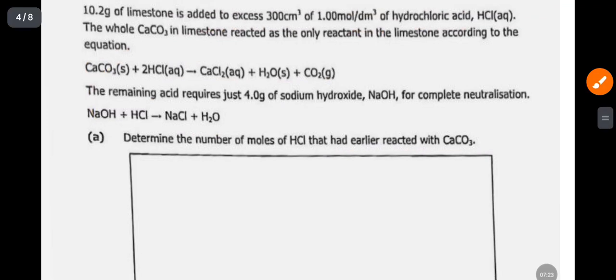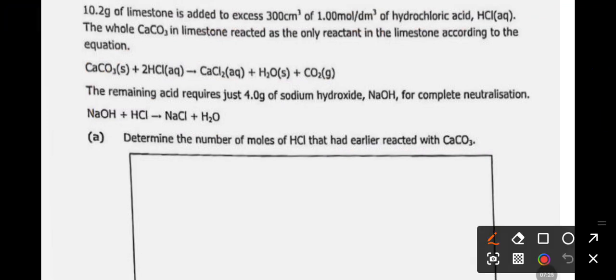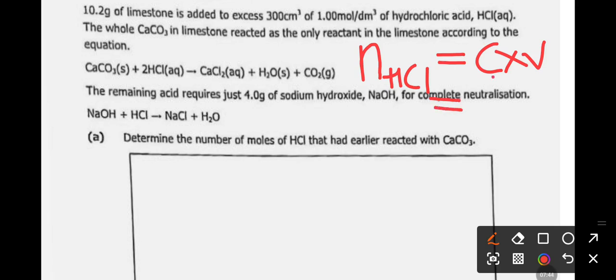So to do this, number one, let us find the total number of moles of hydrochloric acid. Remember, number of moles of HCl is equal to concentration times volume. The concentration of HCl is 1.0 mole per decimeter cube. Its volume should not be in centimeter cube, but rather it should be in decimeter cube.